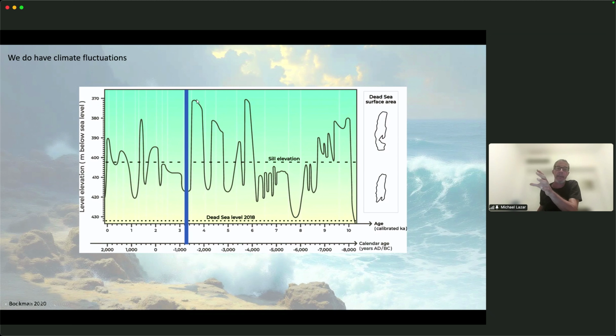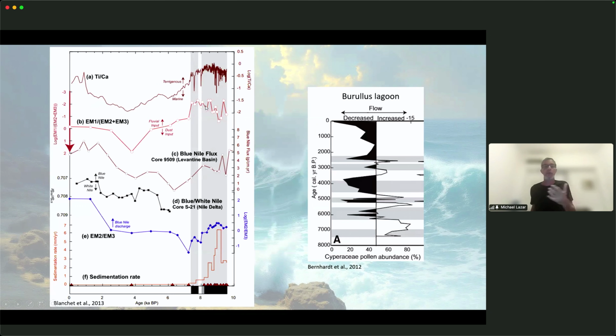And looking at what's happening in the Levant basin, so offshore Israel. On the left-hand side, this is from a core offshore Israel, a paper that was published in 2013. Again, looking at the dating of the Exodus. And looking at the top three graphs, starting from the third one from the bottom right where my pointer is. This is the Blue Nile flux, and we have the White Nile and the Blue Nile. The White Nile is the supplier of the water. The Blue Nile is considered to be the supplier of the sediment.